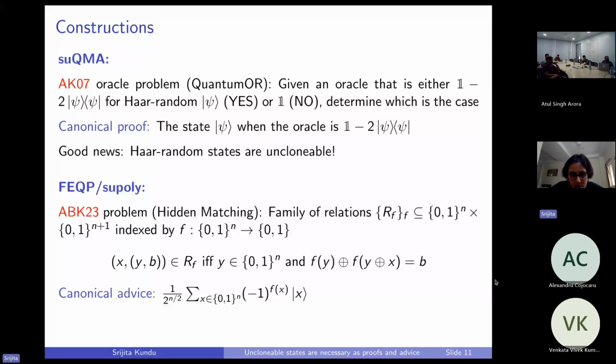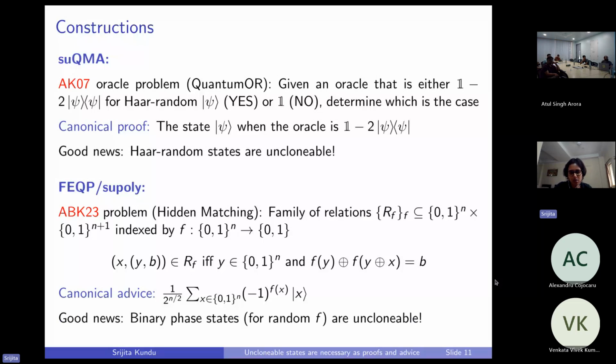The canonical advice states for this problem are binary phase states, which I mentioned earlier. So you take a superposition over all x and you put f(x) as a phase for the input x. And yeah, these states are unclonable, as I mentioned. So there is some hope that since the canonical proof state is unclonable, we could hope to show that all possible families of proof states are unclonable. Since the canonical advice state is unclonable, we could hope to show that all possible advice states are unclonable.